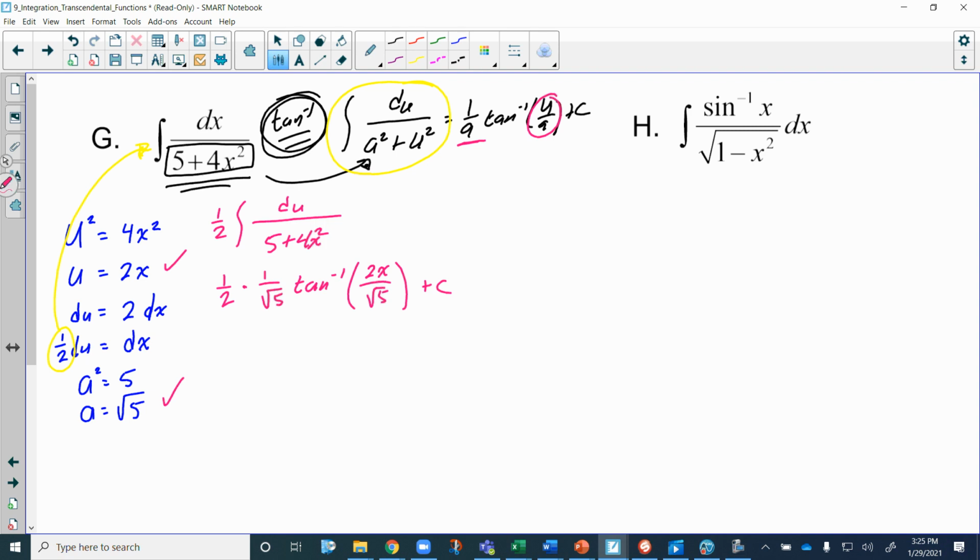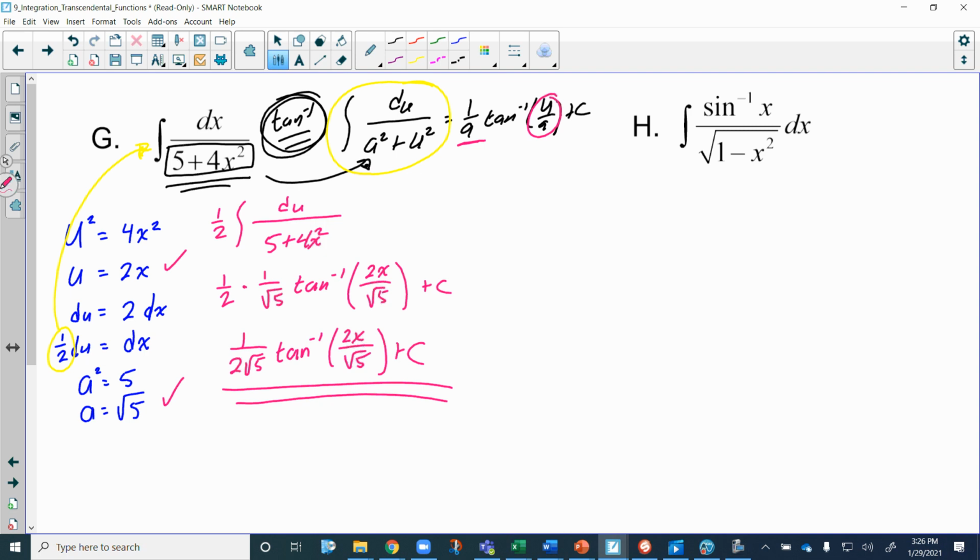And we'll clean it up just a little bit. I'm not going to bother trying to rationalize anything here. I'm going to just clean it up a little bit and say that at the beginning we're going to have 1 over 2 radical 5 inverse tan of 2x over radical 5 plus the constant. And that's what I'll call my final answer on that one.